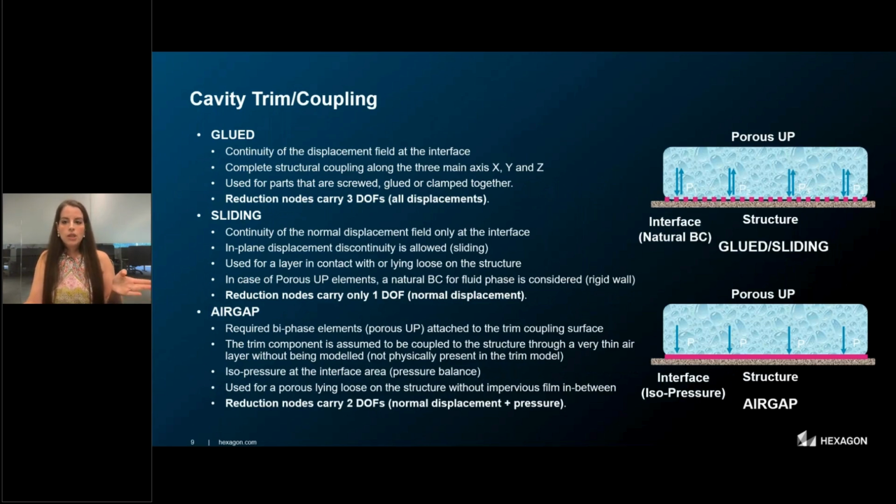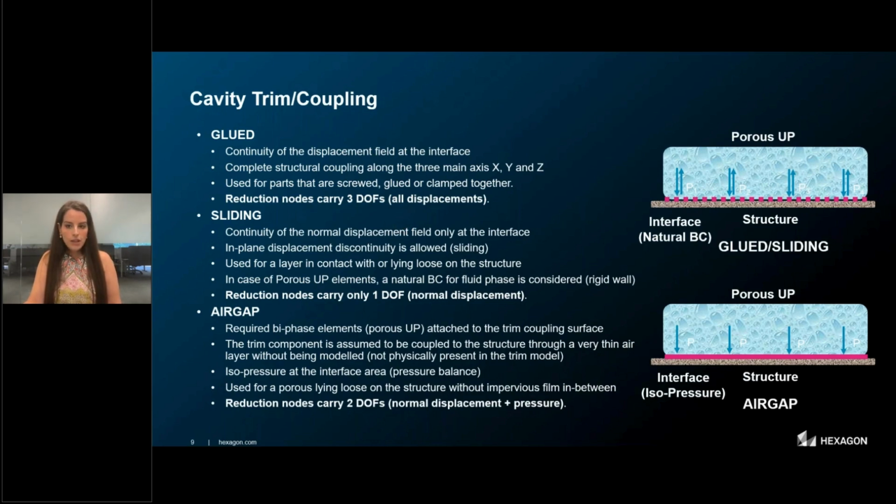Moving on to the glued condition, this ensures continuity of the displacement field at the interface, which results in a complete structural coupling along the X, Y, and Z axis, as you see over here. And this is typically used for parts that are screwed or glued or really clamped together, and the reduction nodes carry all three degrees of freedom related to displacements.